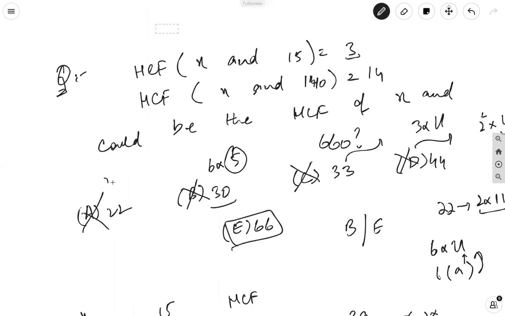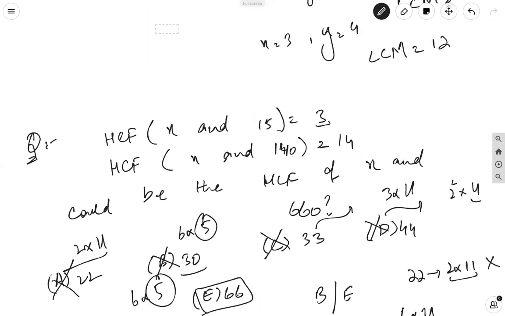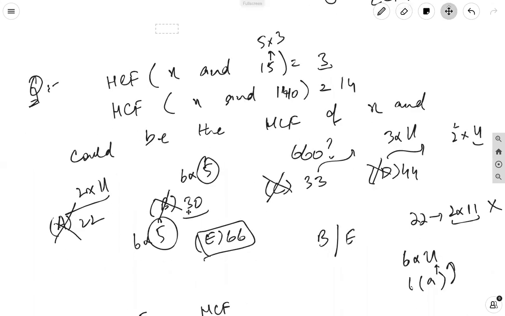First of all is 22, that is 2 into 11, not a multiple of 6, completely ignore this. Next one is 30, that is 6 into 5. But 5 cannot be possible because in the first scenario, the HCF of x and 15 is 3. The factorization of 15 is 5 into 3. If 5 is included, the HCF is not 3, right? So this is also negated.